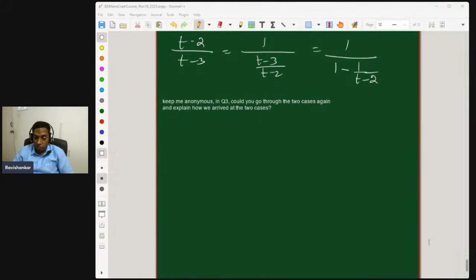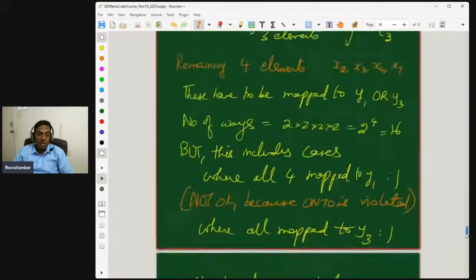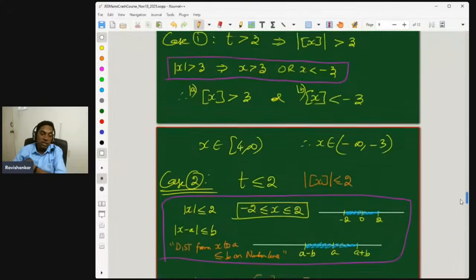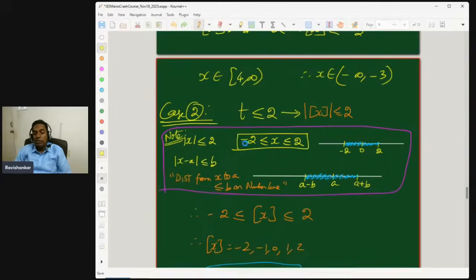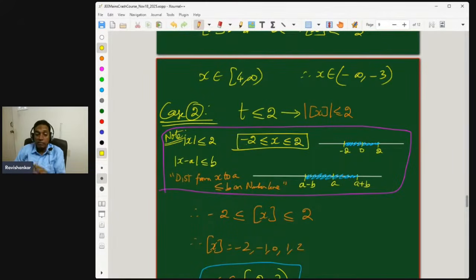Hamsini Padmanabhan, you have asked specifically of case 2. Please ask specific doubts. Case 2, t is less than or equal to 2, which implies mod of greatest integer x less than or equal to 2. And mod x less than or equal to 2 has this thing of minus 2 to 2. Why? Mod x less than or equal to 2 means x can be 1.5, 1.7, etc., minus 1.3 also, but not minus 5. So that's why minus 2 to 2. And this is in general. Go back, think about it. You will be able to see it's correct.